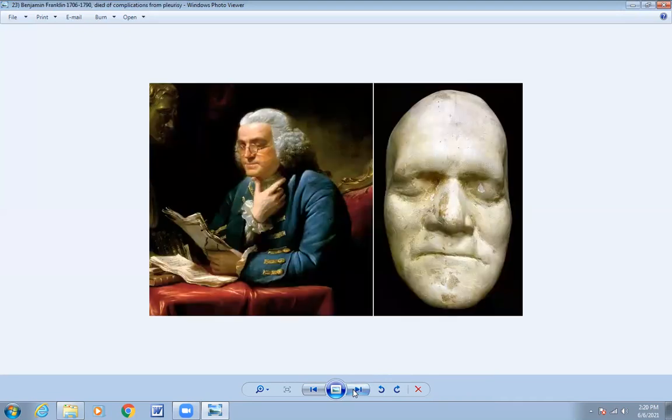This one, Mr. Benjamin Franklin, born 1706 to 1790. He was an inventor, an author, and died from complications of pleurisy, that is inflammation around the lungs. Makes it complicated and difficult to breathe.